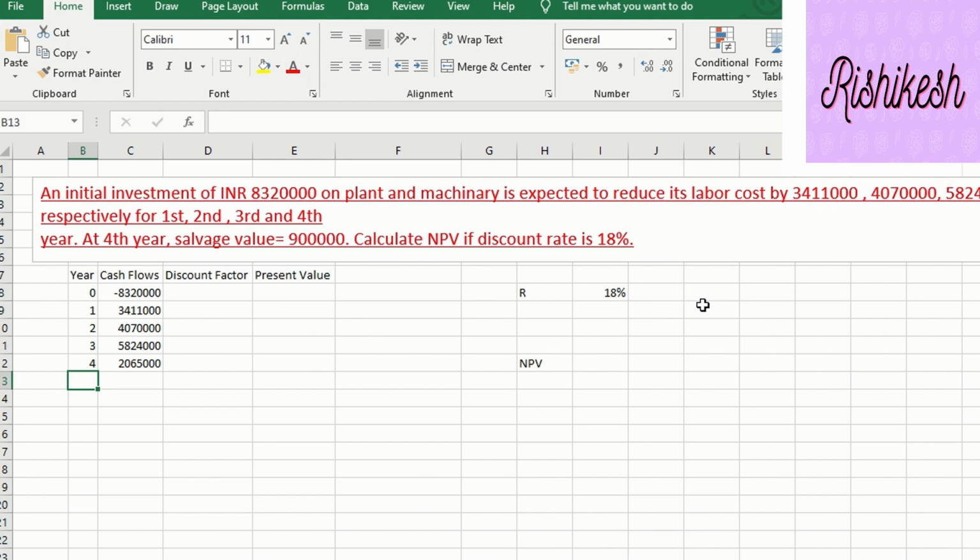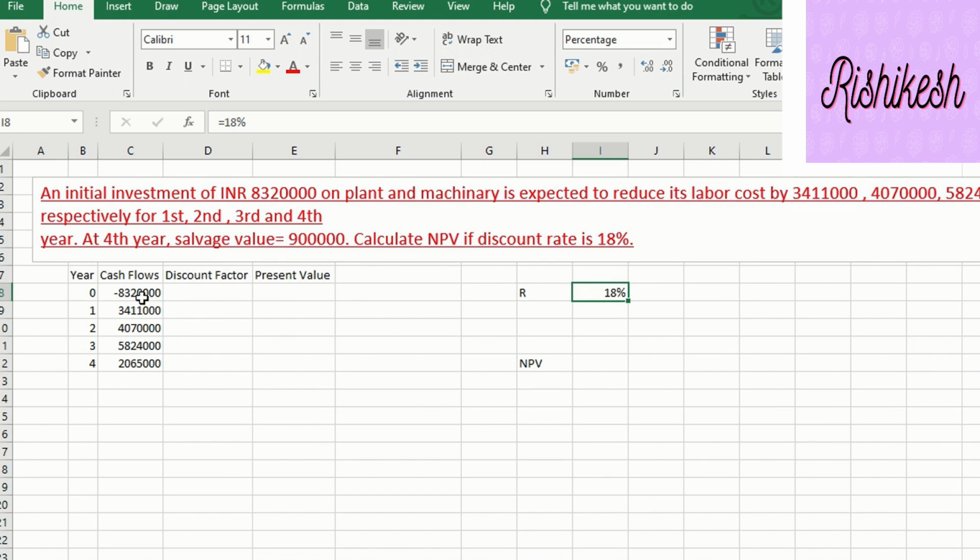At the end of the fourth year, the salvage value is 9 lakh. 9 lakh rupees is the salvage value, means the plant and machinery which you purchased at 83 lakhs, at the end of 4 years, its value just remains 9 lakh rupees. So if you sell it now, you are going to get 9 lakh rupees from the market. Now what they're asking us is to calculate NPV if the discount rate, that is ROR, rate of return, that is weighted average cost of capital, all the names are the same, is given as 18%. So I have written R as 18% over here.